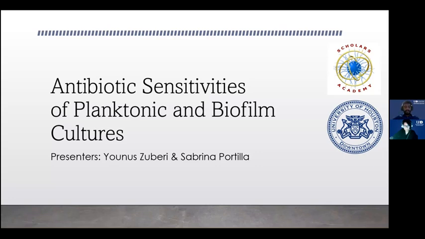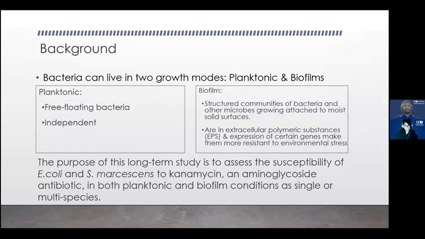This is our presentation on antibiotic sensitivities of planktonic and biofilm cultures. Bacteria are found in two growth modes, planktonic and biofilms. Planktonic bacteria are free-floating individual bacteria that can be found in places such as running water. Biofilms are communities of bacteria that can be formed on damp surfaces. In nature, they are found with more than one species. They also produce extracellular polymeric substances which surround the community and help them be more resistant to environmental stress.